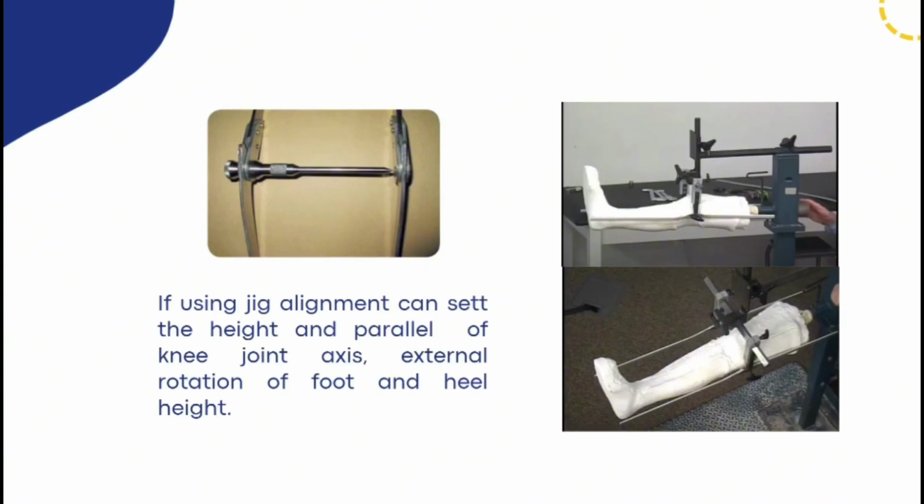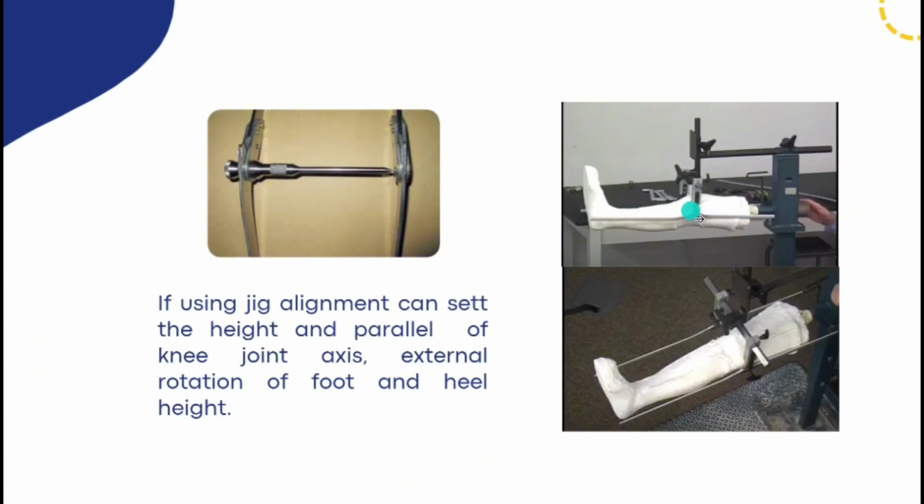If using the jig alignment, you can set the height and parallel of the knee joint axis. This is the parallel knee joint axis. And also the external rotation of the foot and heel height. This is the parallel knee joint. It should be parallel. The sidebar, if the knee joint is inferior or posterior, should be parallel. For example, this is what parallel means.